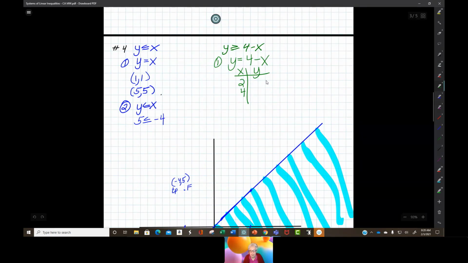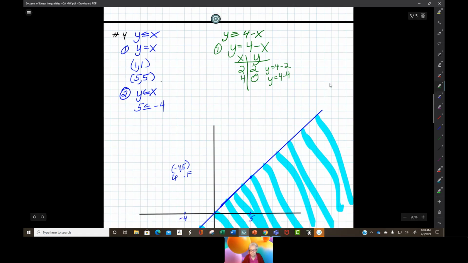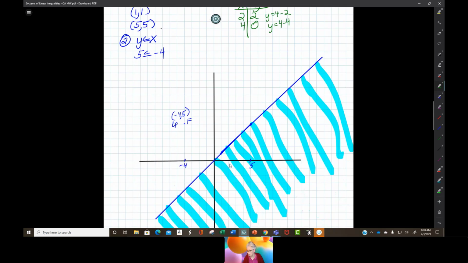If x is 2, then y is going to equal 4 minus 2, which is 2. And if x is 4, then y is going to equal 4 minus 4, which is 0. So, 2, 2. Is there anything wrong with that? No, not at all. 2, 2, and 4, 0, right here.